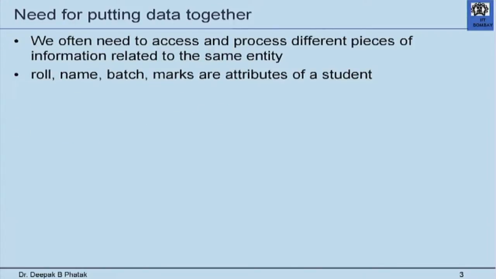This is a simple introduction. We often need to access different pieces of information related to the same entity, and therefore to access and process such pieces, we need to put these pieces together and treat them as a single entity. For example, roll number, name, let's say a batch, a laboratory batch or a tutorial batch, and marks are attributes of a student, and we would like to put them together and treat them as one single piece of information connected with a student.